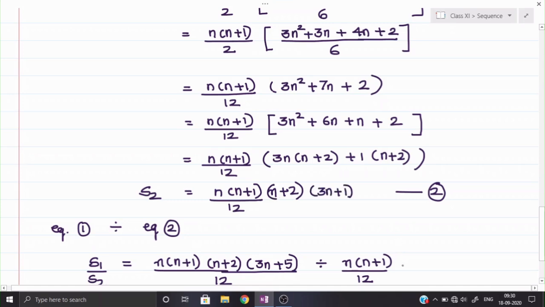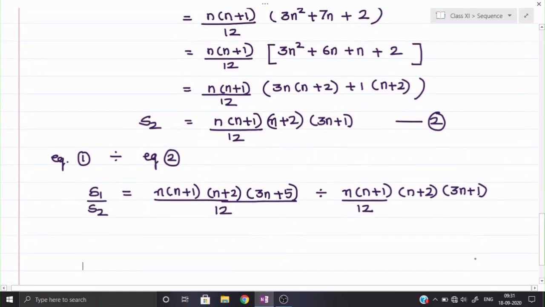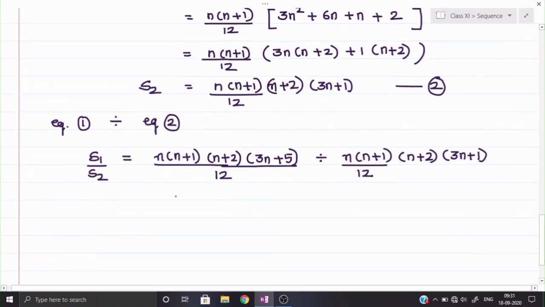Right? So here we can make the correction. This is n plus 2 and then 3n plus 1. That's why I thought n plus 2 was coming here and not there, so how is it possible to cancel? Now we can do one thing. First term we can keep as it is, n into n plus 1 into n plus 2 into 3n plus 5.